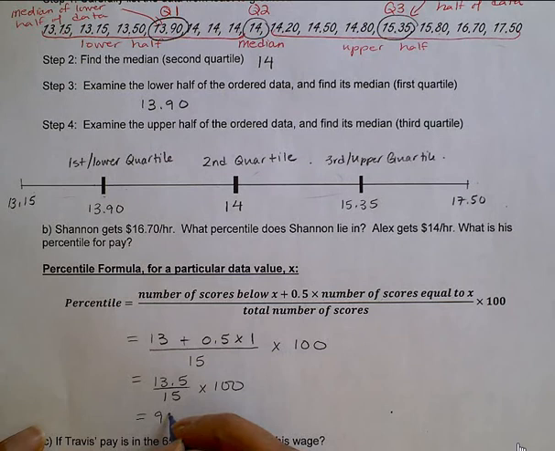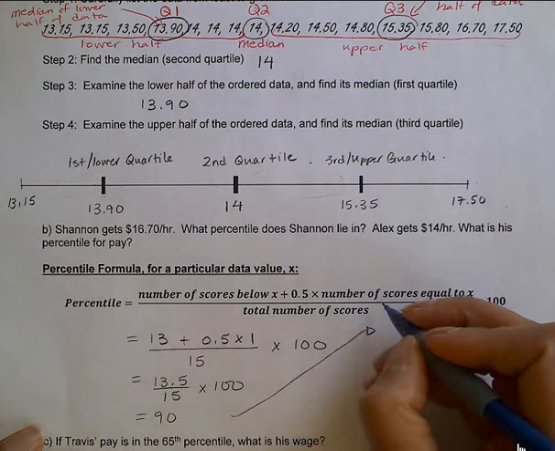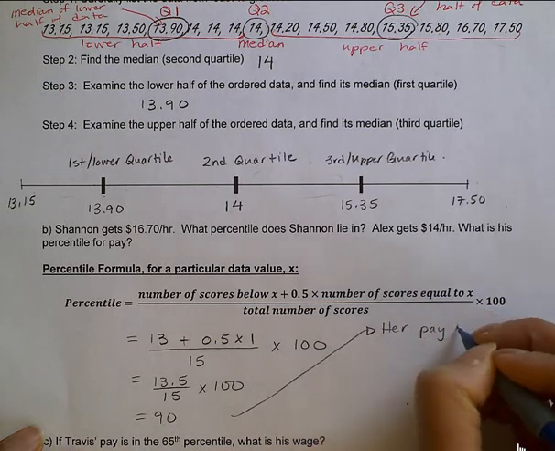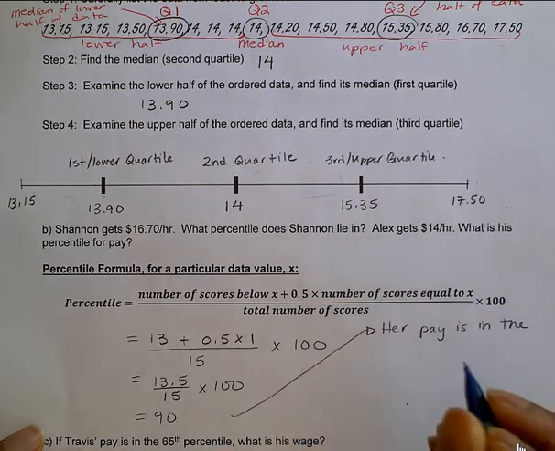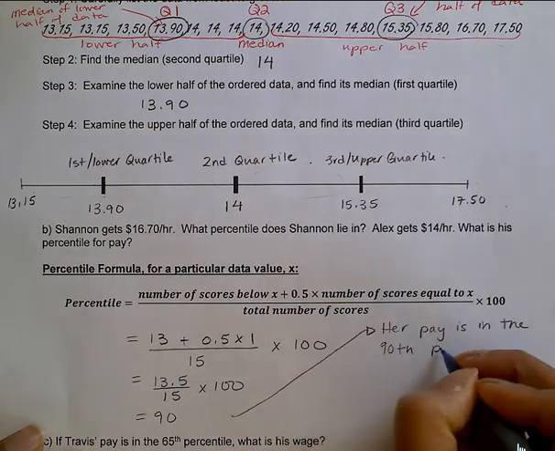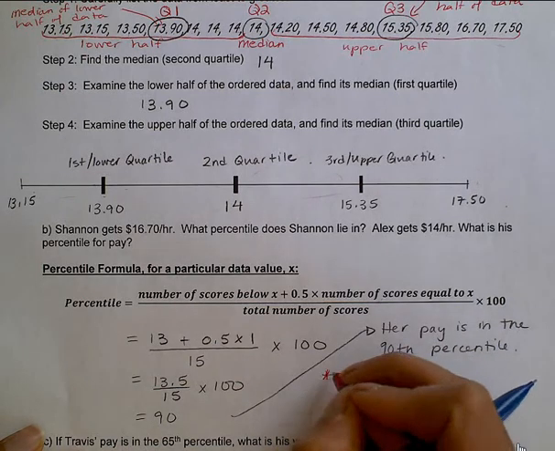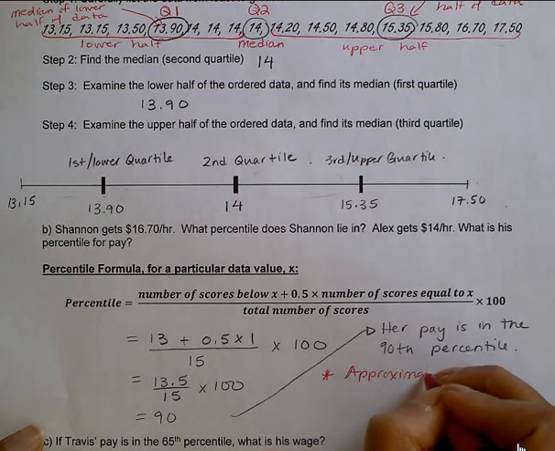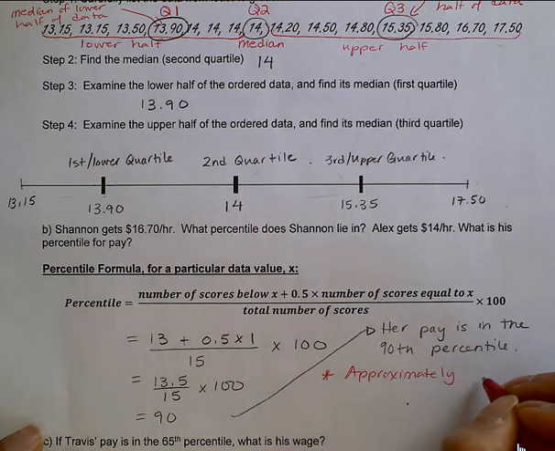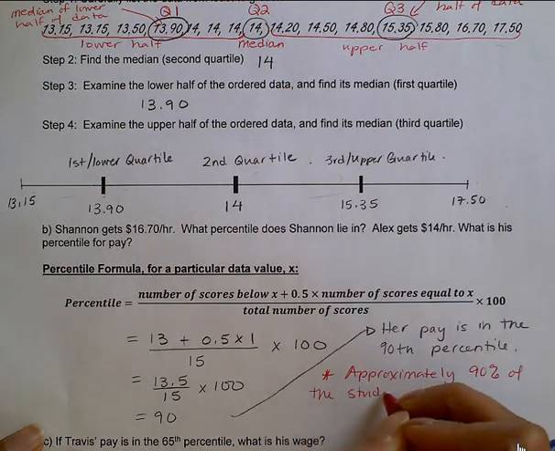So you won't always get exactly a particular percentile. You might have a decimal number as well. So this means that her pay is in the 90th percentile. So what does that mean? That means that approximately 90% of the students earn less than Shannon.